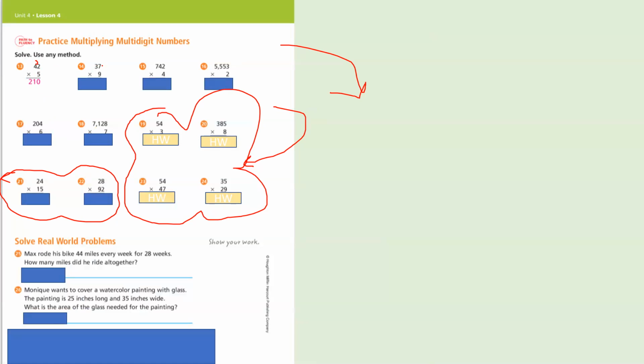Over here, it's 37 times 9. 9 times 7 is 63. 9 times 3 is 27. 28, 29, 30, 31, 32, 33. So that answer is 333.